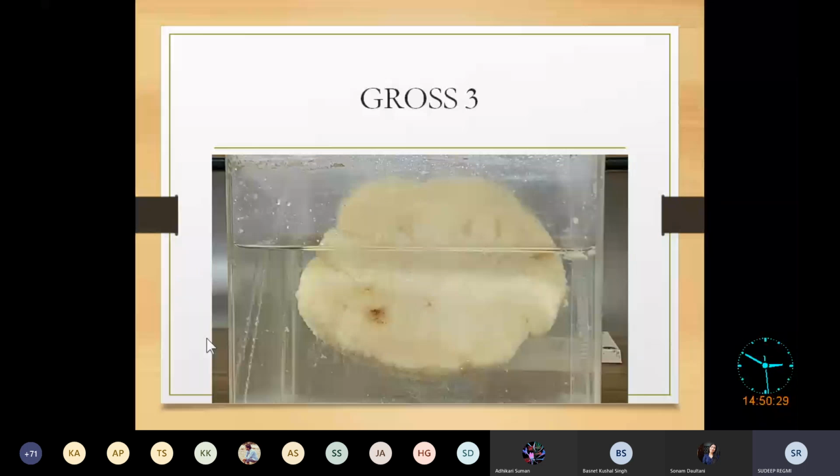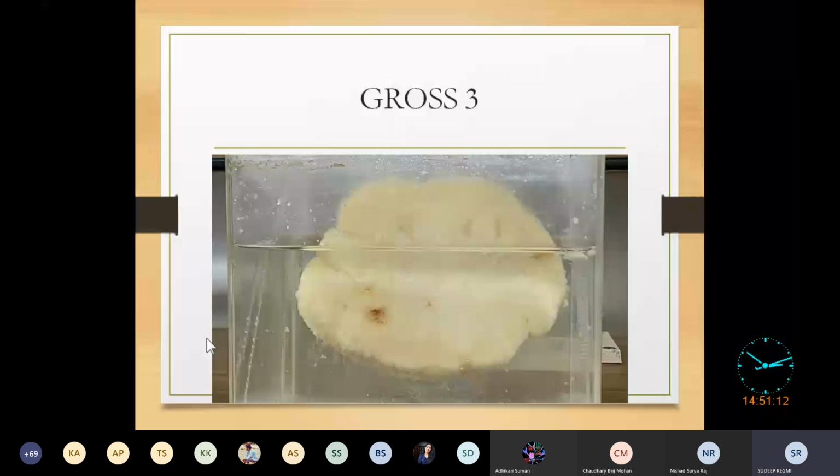Okay, this is the third gross specimen. Can you give some idea what it is? Lipoma. Very good. Why do you call this a lipoma? Yellowish white mass. Very good. Encapsulated. Very good. Greasy surface. Very good. So these three are the most important things.